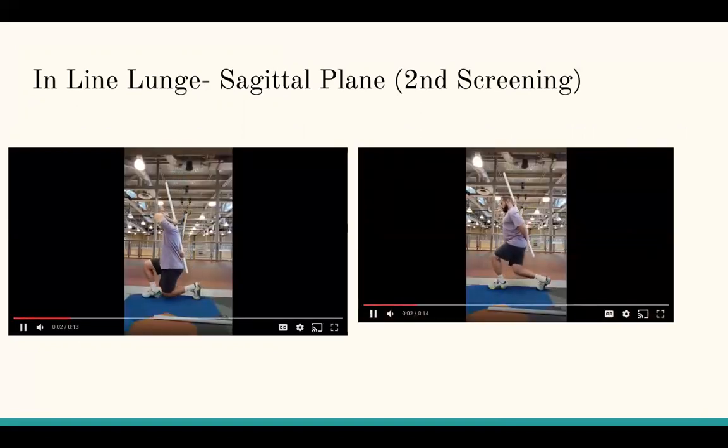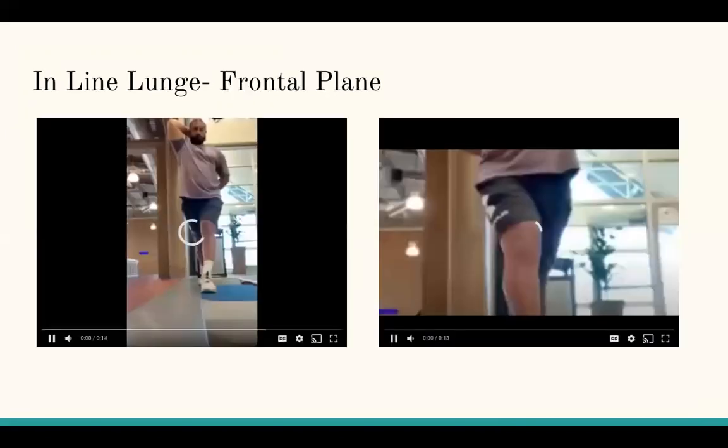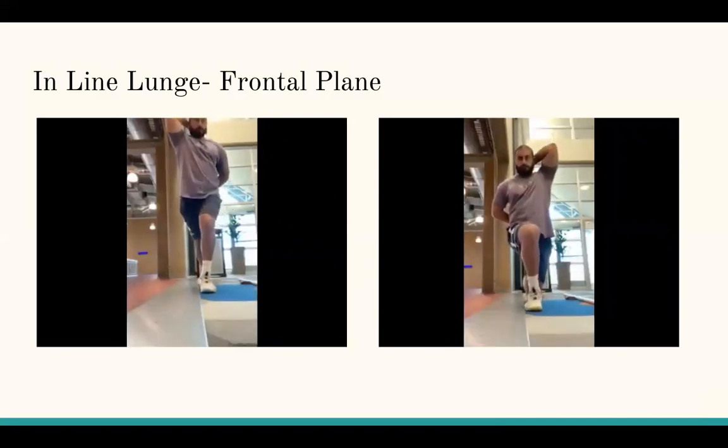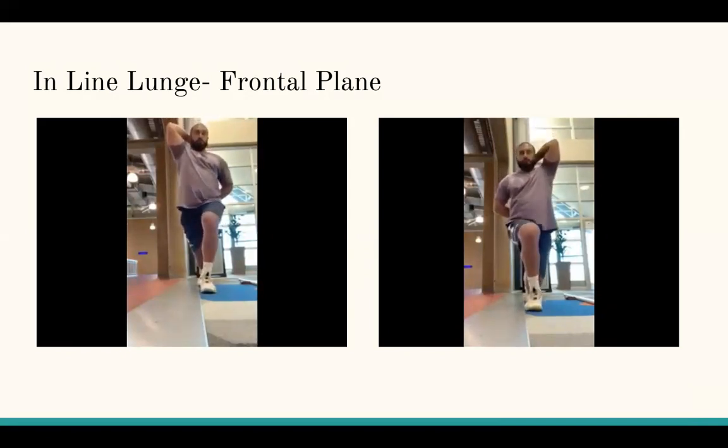All right, we have the inline lunge sagittal view for the second screening. In this one, you could just see it's much smoother than the first one. And then there's a slight raise in his right foot during these ones. And in the frontal view, you could see his feet and knees actually stay in line much better than before. And his trunk is actually much more upright than it was in the first screening.